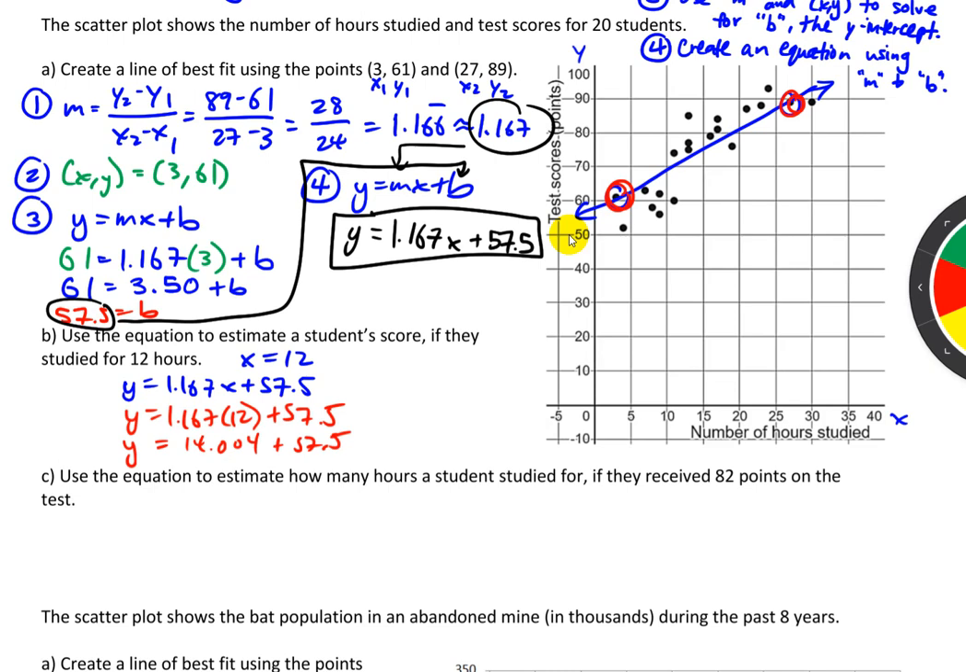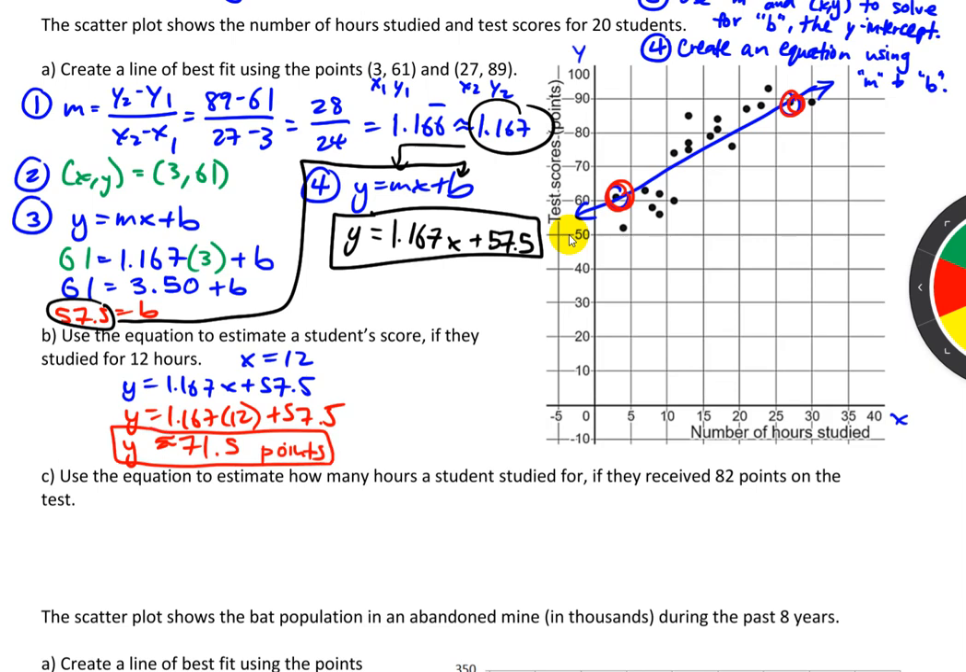And that looks like that's going to be about 71.5. I'll just round to the nearest tenth or something, 71.5. Okay, so that's going to be their score, about 71.5. Maybe I'll just put an approximation. So approximately 71.5 points. That's how many points they're going to get if they study for approximately 12 hours.